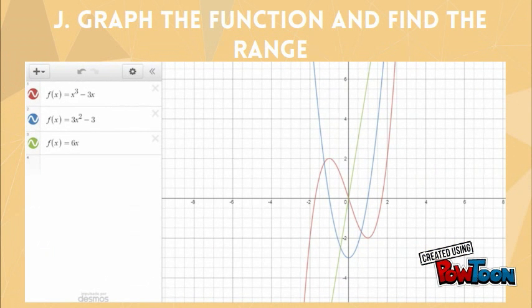Finally, in the graph, we can see that the range of our original function is y belongs to all real numbers, and we can say that the relationship between the graphs of each one of the functions is that the graphs of the first derivative and the second derivative touch an important section of the original function.